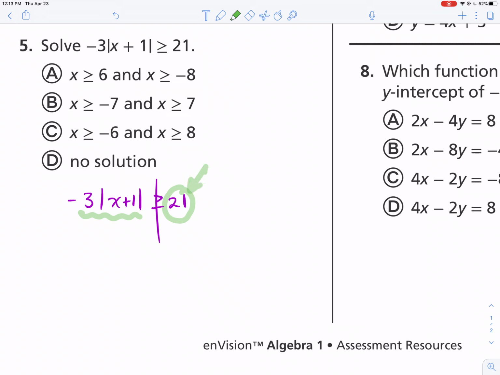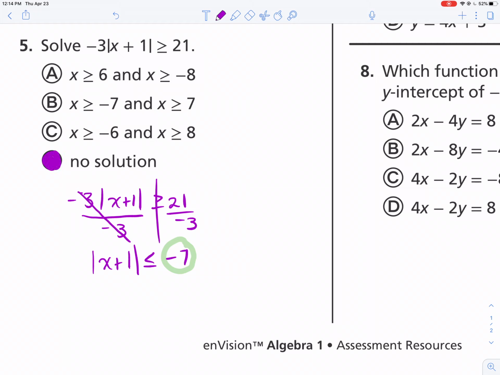But if the number on this side is negative, then it means there's going to be no solution. Nothing's going to work. Okay, so we'll get rid of some of our green circles. We're going to divide this by -3 because that -3 is outside multiplied. That cancels these out, so I have the absolute value of x plus 1. I divided by a negative, so I'm going to flip my inequality, and I'm going to have -7. In this case, because this is negative, it is not going to work. So we don't have to go any further, and for number 5, we get no solution.